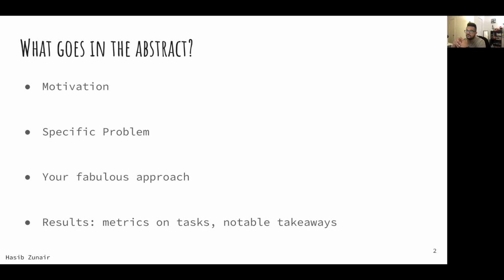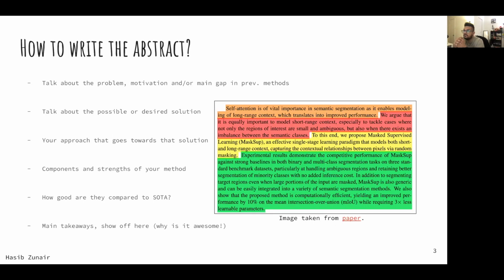And this would be followed by the results, which would basically discuss the metrics on different tasks and summarize the takeaways from this paper. Here's an example on how to write an abstract at the sentence level. So first, you're going to talk about the specific problem and the motivation behind the gaps in the previous methods. You're also going to talk about the possible or desired solution that can help in these cases, which would then work towards the approach that you are trying to propose in this work.